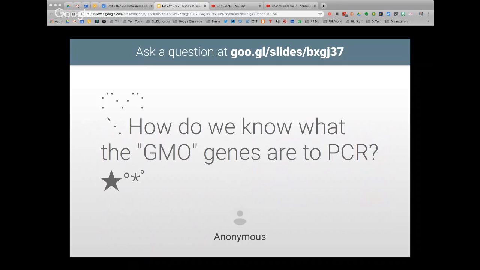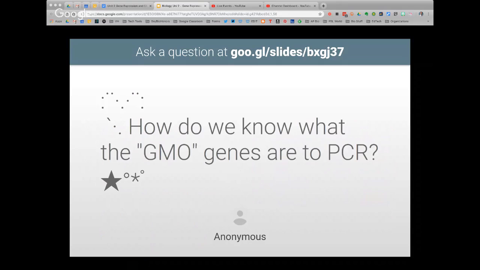How do we know what the GMO genes are to PCR? That is something we kind of held a mystery. It did talk about it in the lab. There's a special virus mechanism that we use when we GMO eukaryotic organisms. This goes beyond the scope of the test, of course, but since you asked, might as well talk about it.